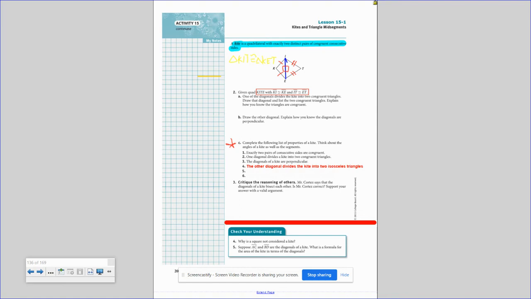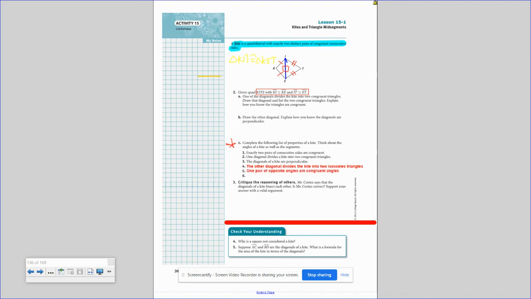You have triangle IKE, which has two congruent legs. And then you have triangle ITE, also with two congruent legs. So two isosceles triangles. Those are not congruent. They're two different triangles, but they are both labeled as isosceles. Let's look at property number 5.